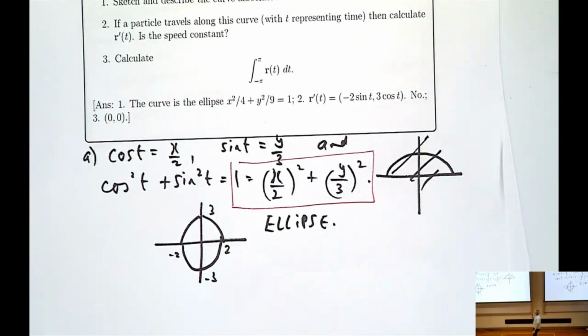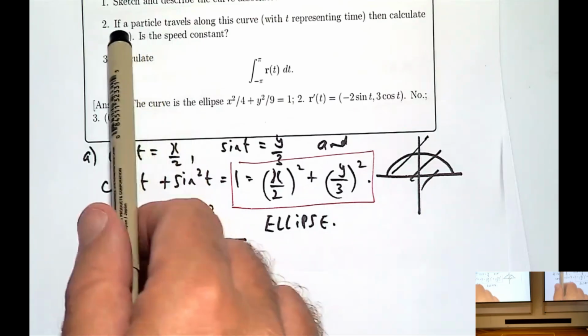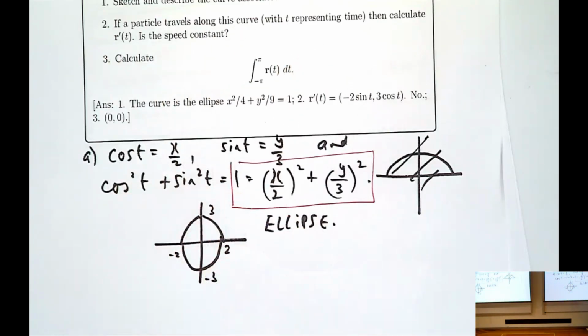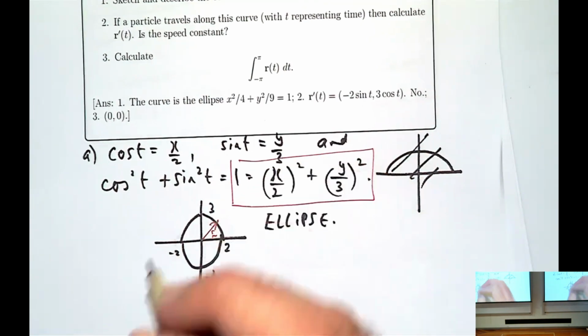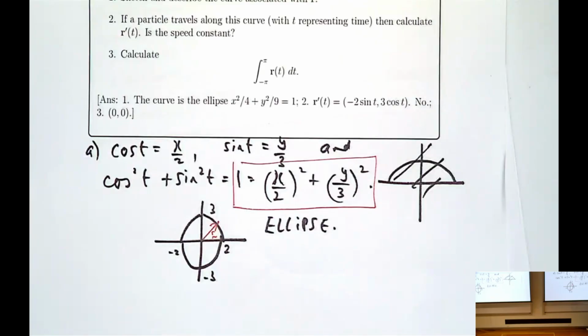All right. What else? Sketch and describe it. I've sketched it badly. I've described it. It's an ellipse. Nothing more to do. Okay? So, next part of the question. If a particle moves along this curve, so here would be our vector r. Okay? If a particle moves along this curve, calculate the derivative, right? So what we're essentially doing here is forming a velocity vector.